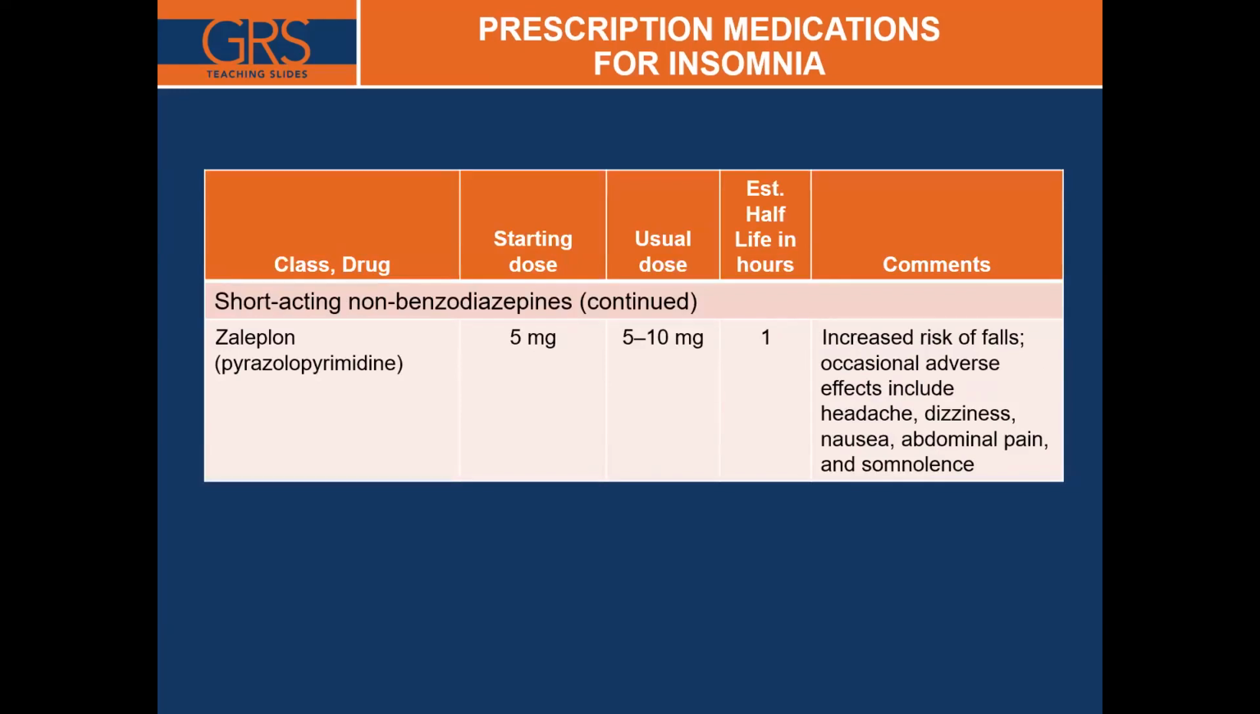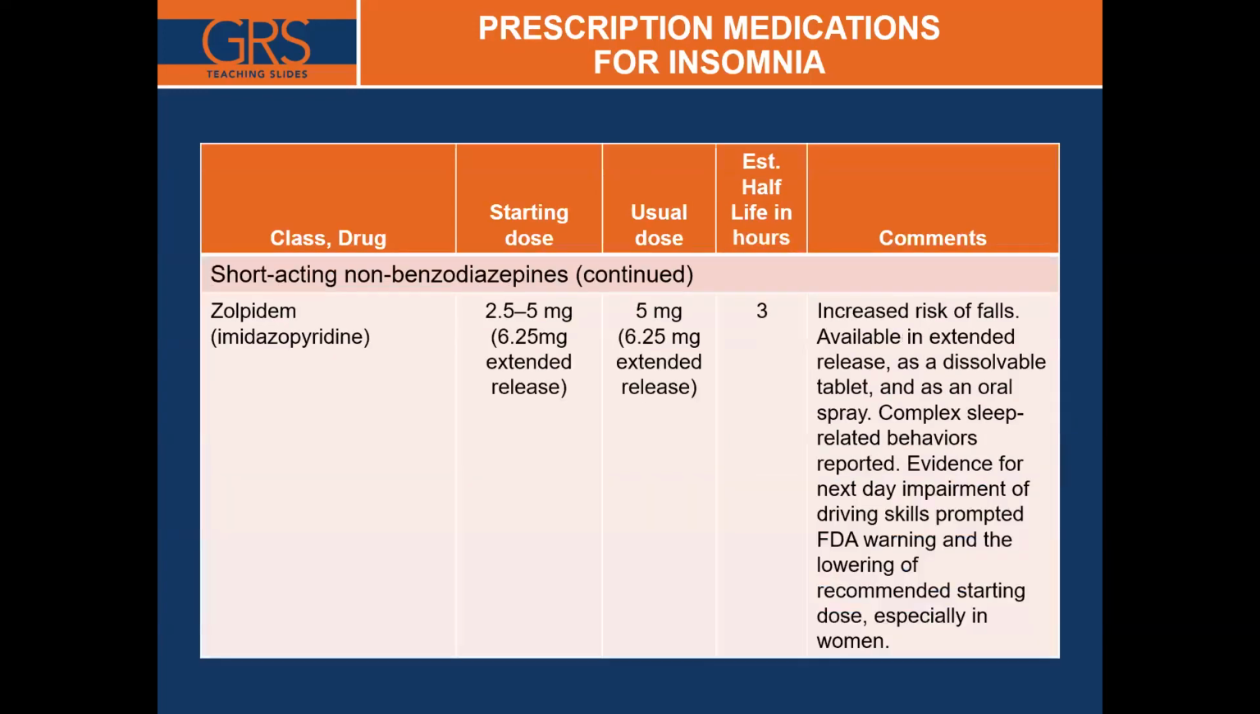So zaleplon, Sonata, is another one that could potentially be used for insomnia, but again, it increases the risk for falls, headaches, dizziness, abdominal pain, daytime somnolence. Next slide. Zolpidem, Ambien, again, another one that could be used, but there's potential for a lot of risk: falls, daytime sleepiness, impairment in driving, the hangover effect.